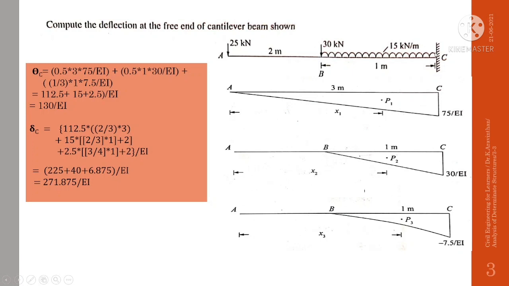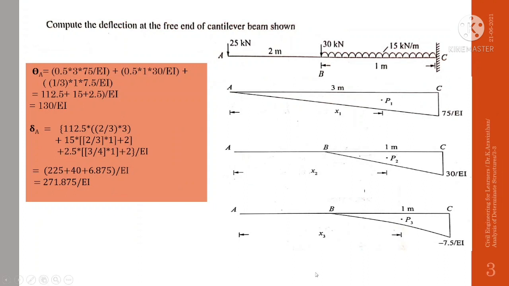And for the 30 kilonewton load, 30 into 1 will be 30, and for this UDL you will be getting 15 into 1 into 1 by 2. So that is 7.5 by EI. It will be a parabola, and these are the three bending moment diagrams. Since you need deflection at point A, you have to take the centroid from the point A. For this triangle, the centroid is at 2/3 of the base.